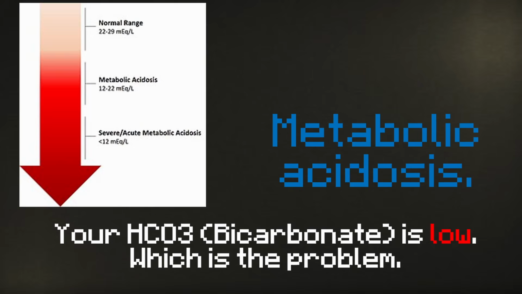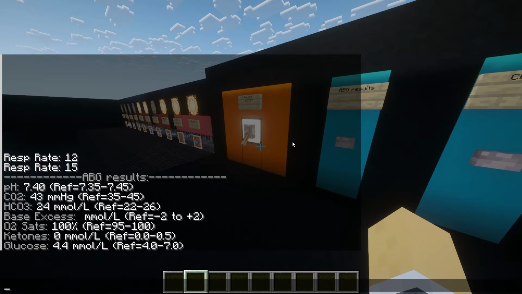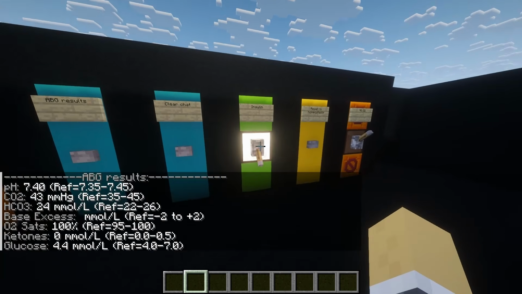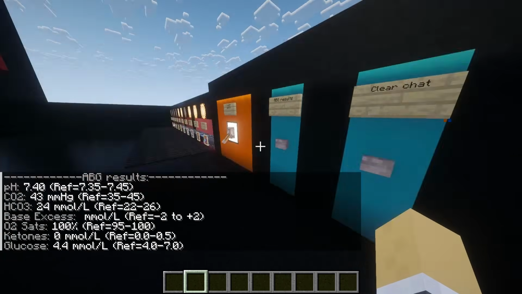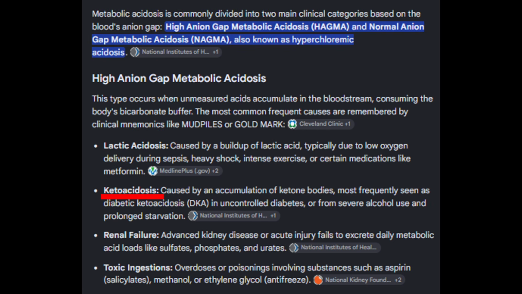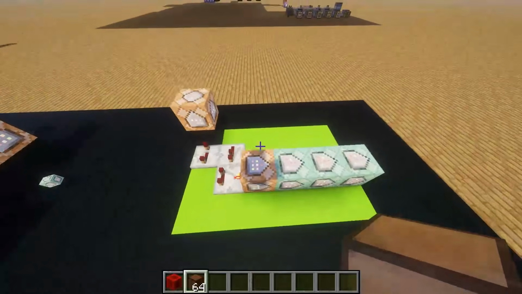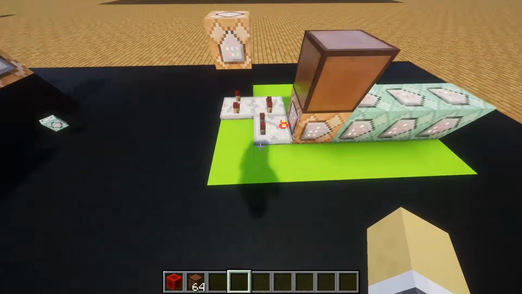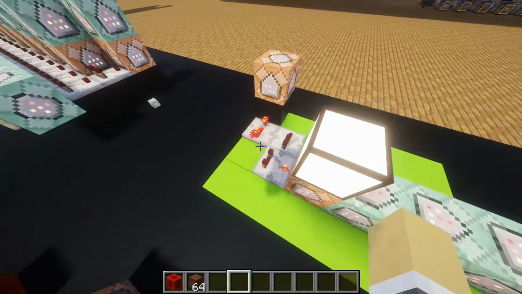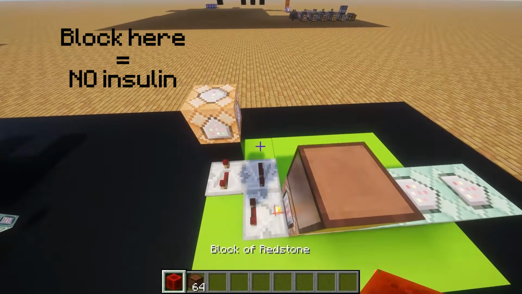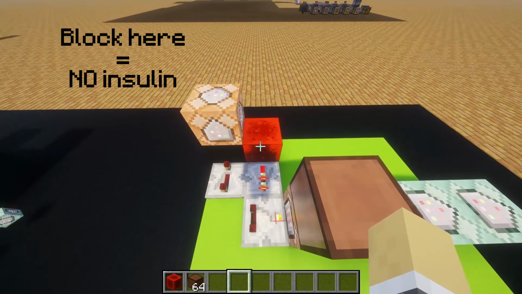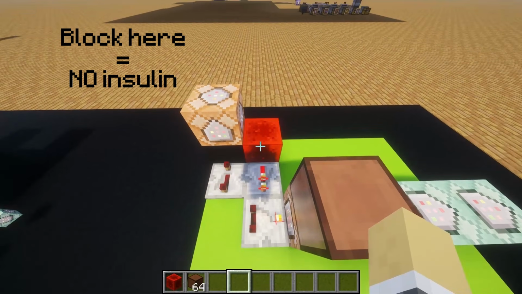Next up is metabolic acidosis, and this is when I realized we don't have a good way of simulating this. So I quickly implemented insulin into the model to simulate diabetic ketoacidosis, which is one of the more common types of metabolic acidosis. In this condition, the patient has little to no insulin in their body, and as a result, the sugar sensors don't work and just read as 0, regardless of how high the sugar in the blood may be. So I added a little section here to demonstrate this, and when this redstone block is here, that means that there is no insulin present.